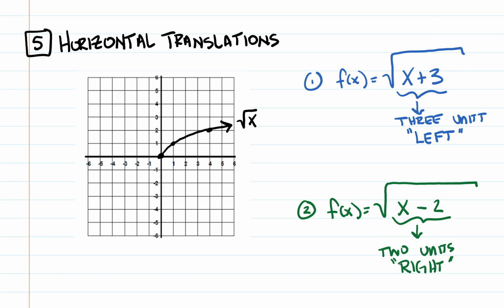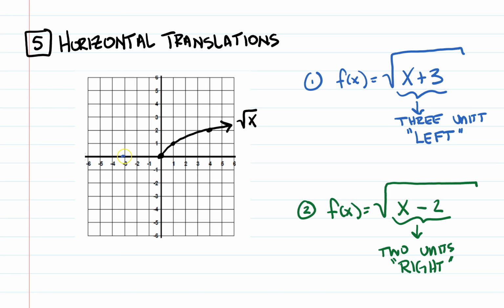Okay, let's talk about horizontal translations. Just like with the parabola, we can move it up and down, but we can also move it left or right. So take, for example, this blue one. If I have the square root of x plus 3, this plus 3 underneath the radical means that I'm going to move 3 units to the left. It's counterintuitive because most people think if I'm adding 3, I should go to the right, but it works the same way as the parabola. So we're going to go 3 units to the left.